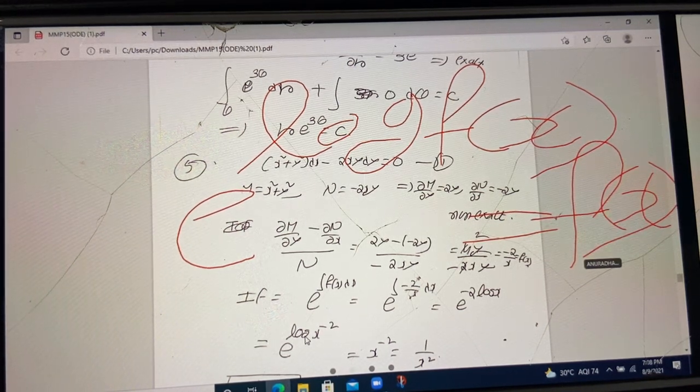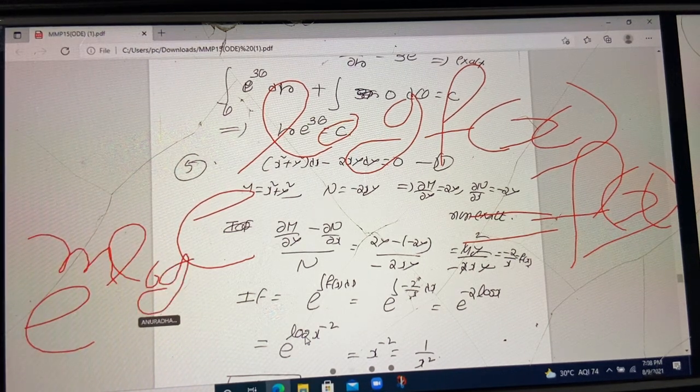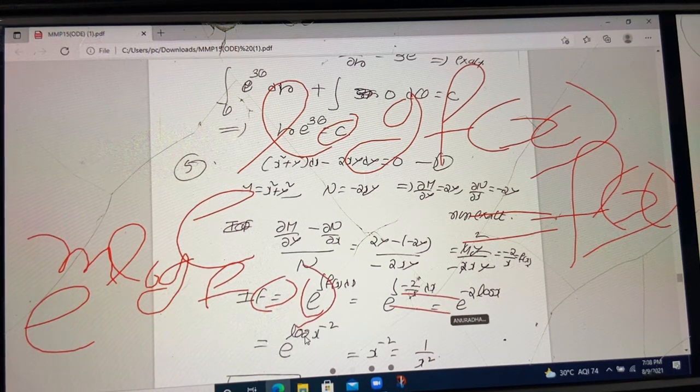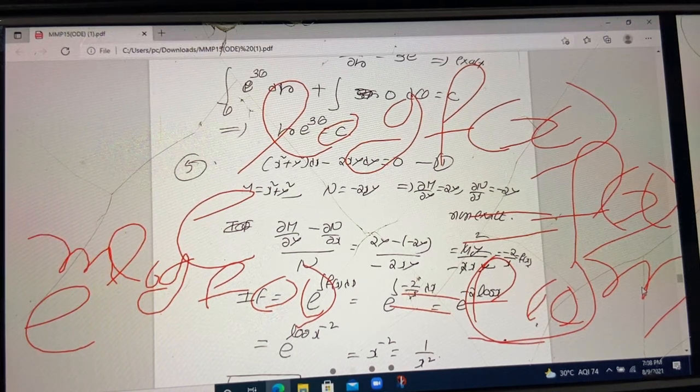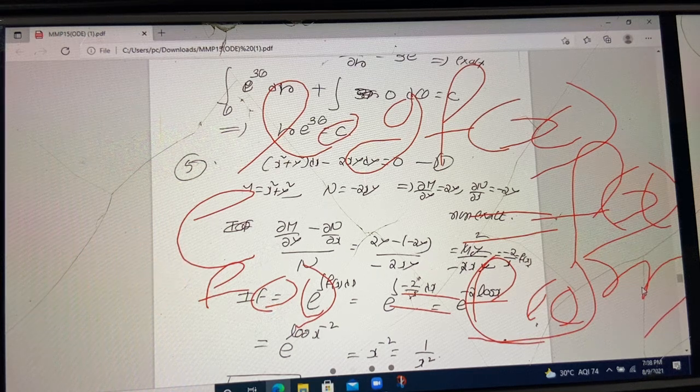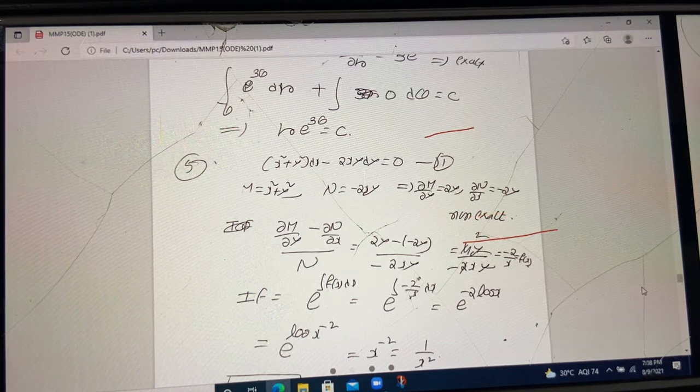You can also note down: e to the power of m log f(x) means f(x) to the power of m. So e power log f(x) means f(x), and e power m log f(x) means f(x) to the power of m. We are going to use these two formulas. So what will we get? Here, this is f(x). f(x) is -2 by x. Don't integrate this.